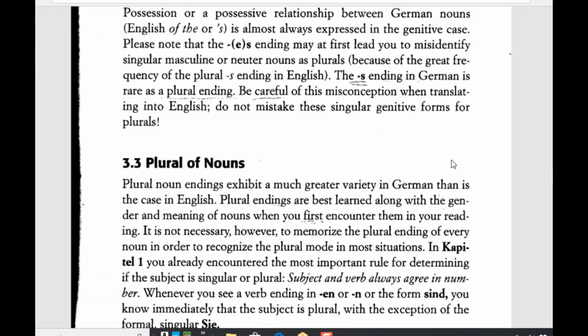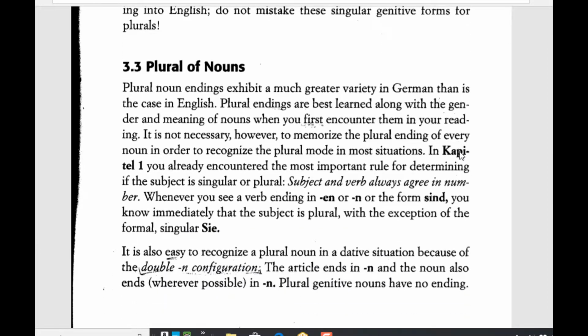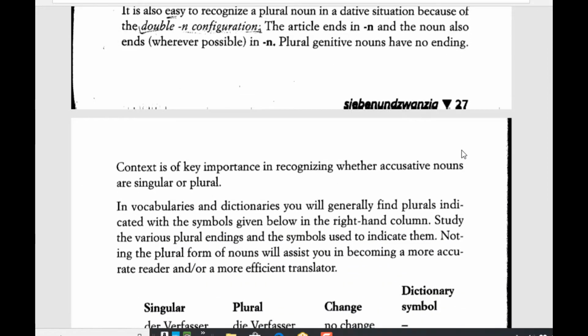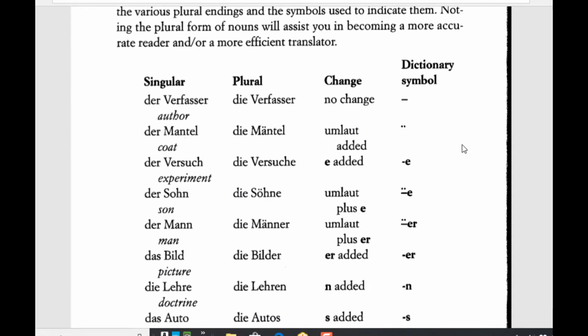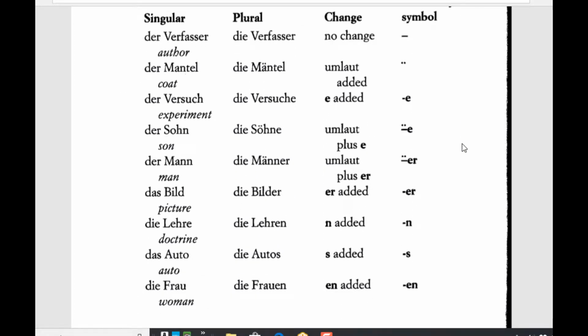Next, the next item in this chapter is the plural formation of the nouns. It looks a little bit daunting at first, but it's really not too hard to recognize. So there are 8 or 9 different patterns for forming the plural. In English, we just tack on an s or es, but here there are different ways.